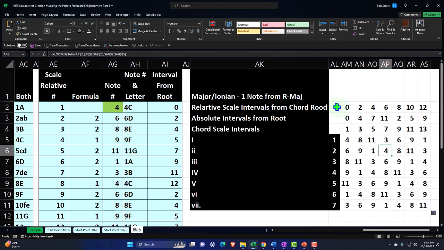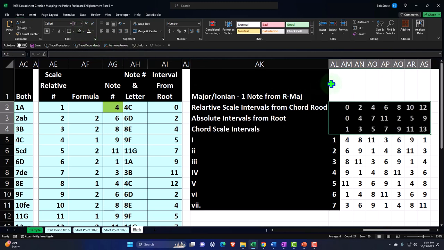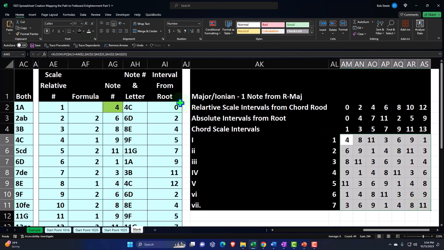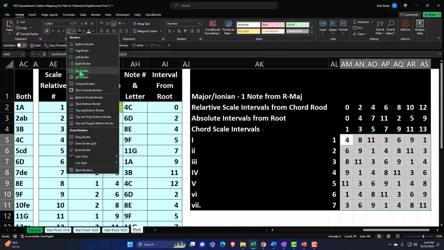All right, so then I'm going to make this the headers. I'm going to make this black and white up top, and I'm going to make this black and white, and then I'm going to put some borders around this bit, font group borders.